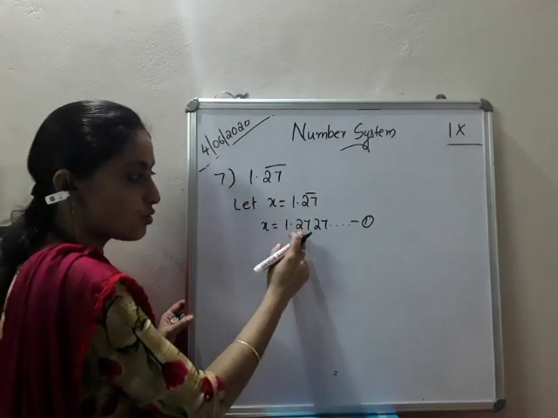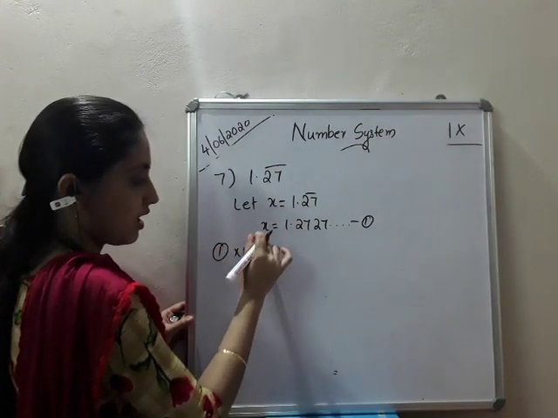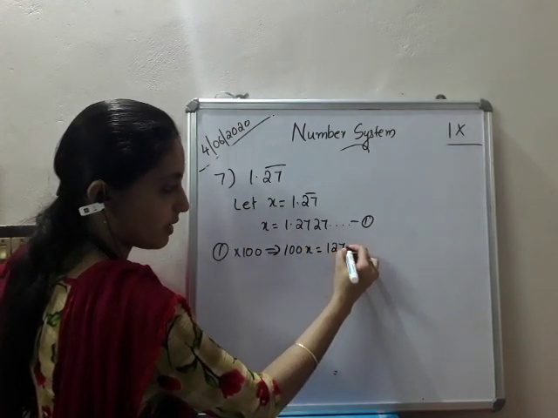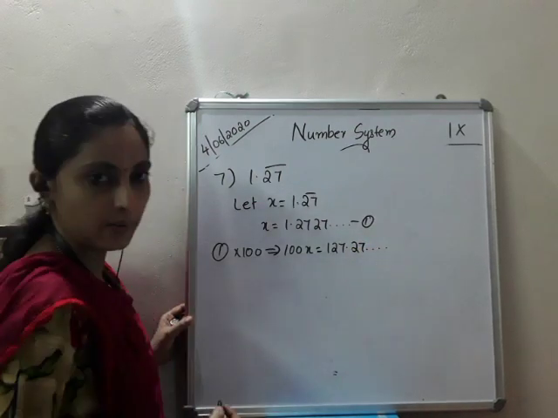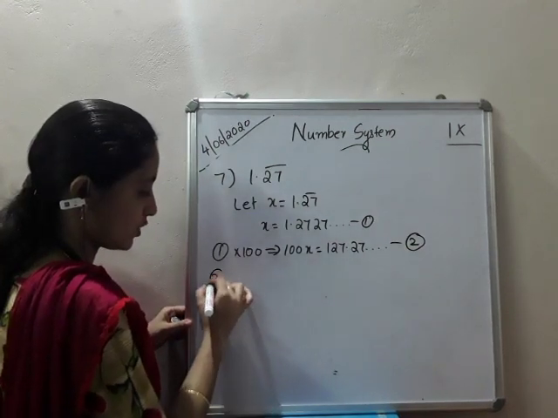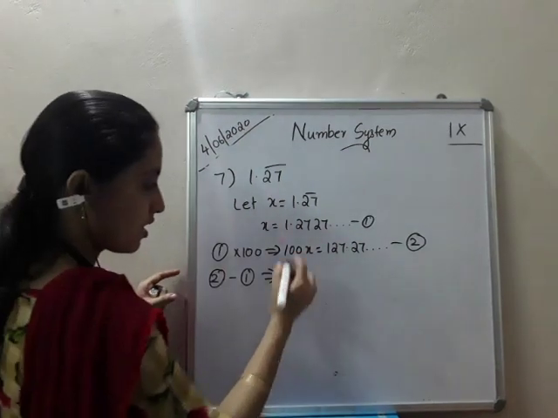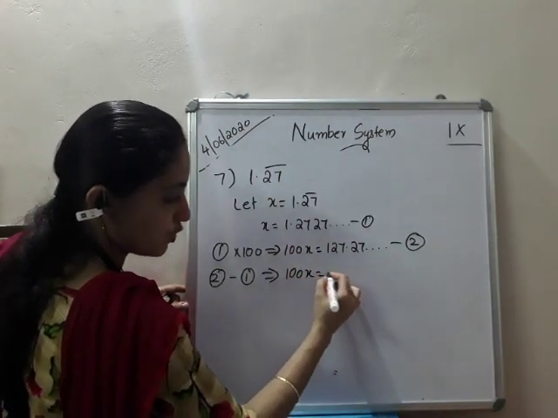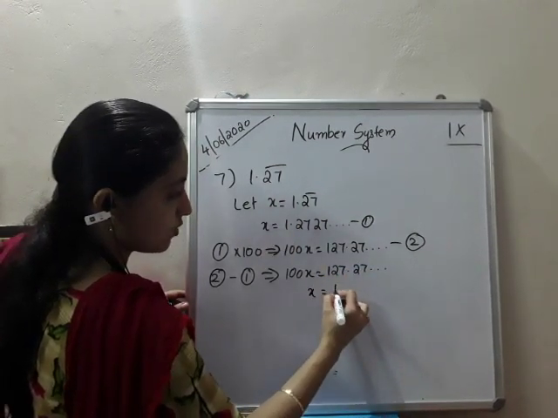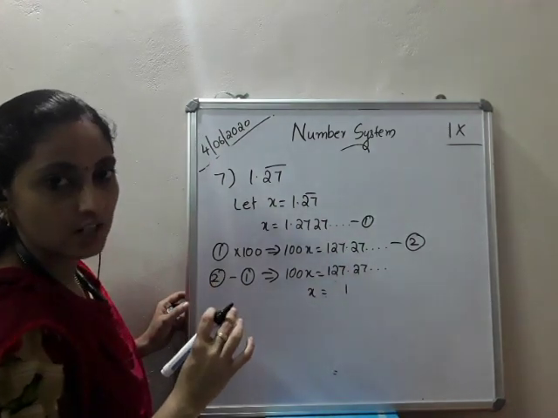Why? Here 2 numbers are repeating. So equation number 1 into 100 gives 100x is equal to 127.27 etc. That is equation number 2. Then equation 2 minus equation 1. All are similar steps, so you can easily go through that. So 100x is equal to 127.27 etc. minus x is equal to 1.27 etc. Here you have to write 1 below the 7, otherwise it is difficult to subtract.